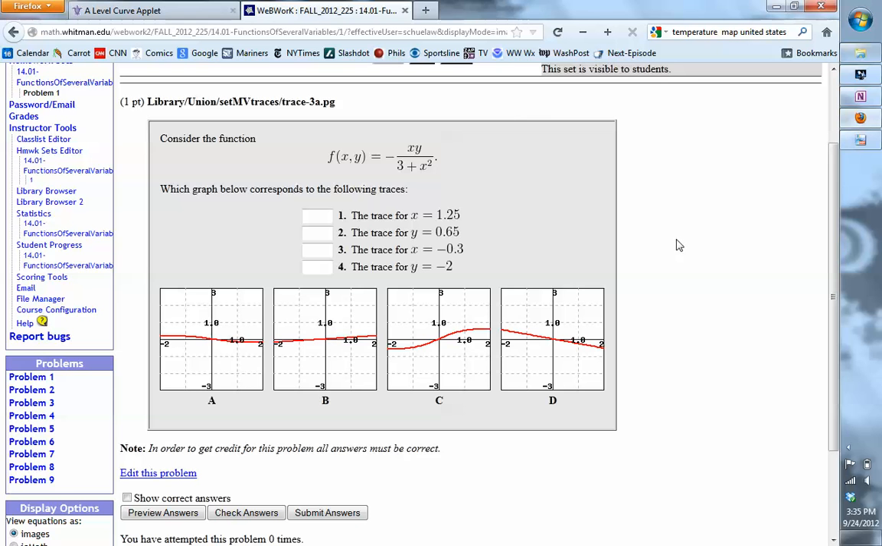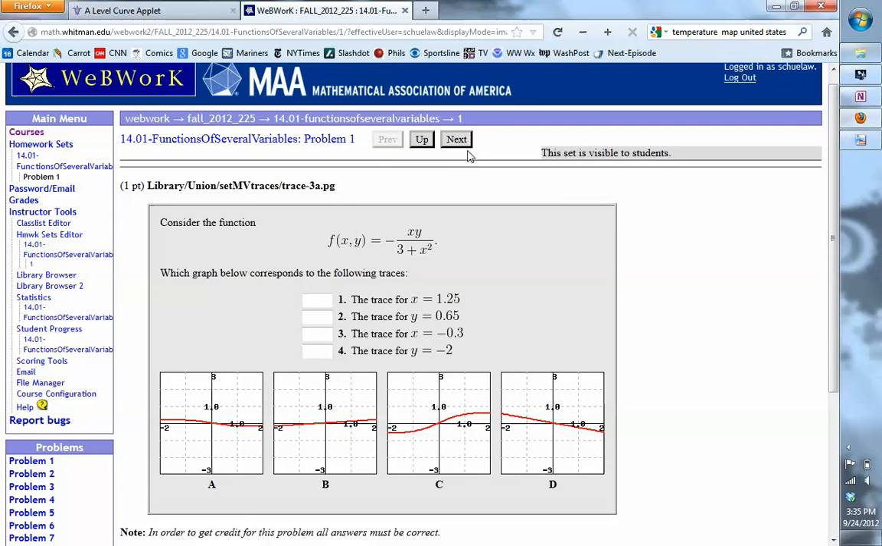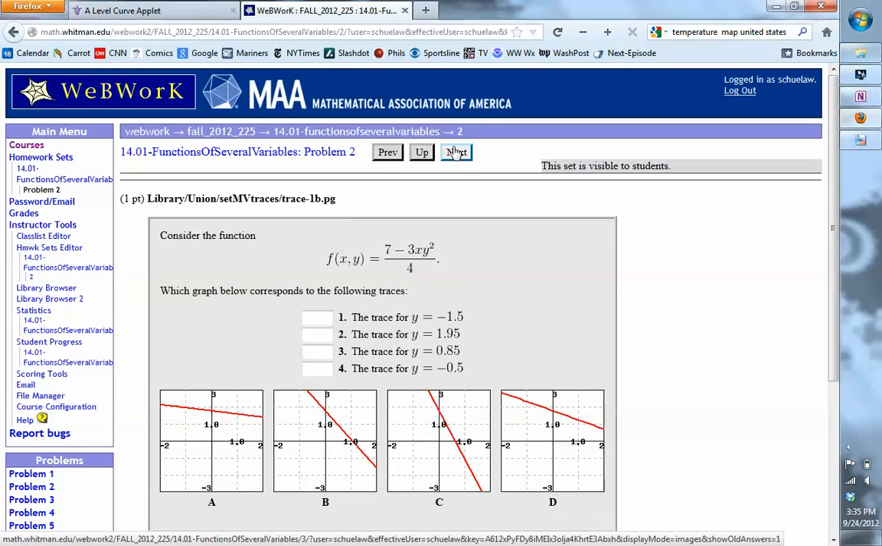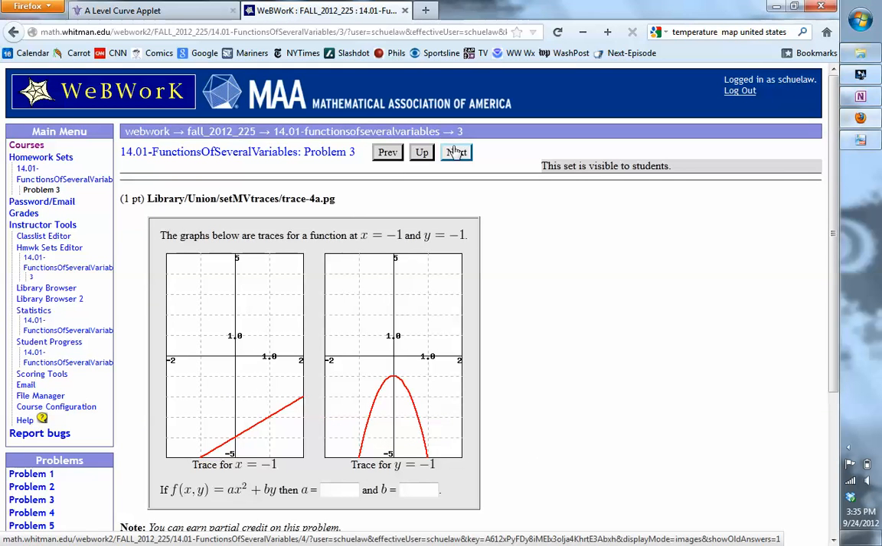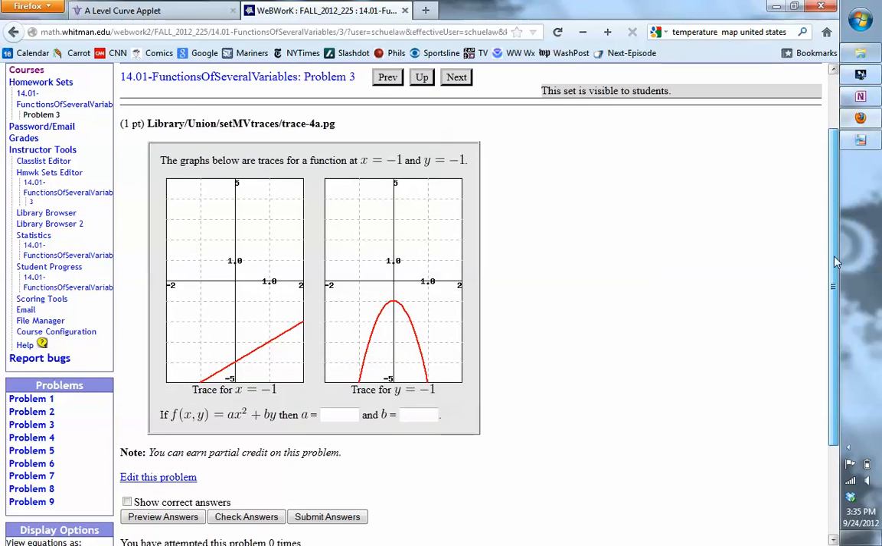Okay, let's look at the next one. Similar. Even more thought-provoking, but still using the idea of trace. You're given a function, ax squared plus by, and the idea is see if you can infer what a and b are from the information given. Well, the trace for x equals -1. That's where you plug in -1 here, and so f becomes a plus by, right? Can you figure out a and b from that?